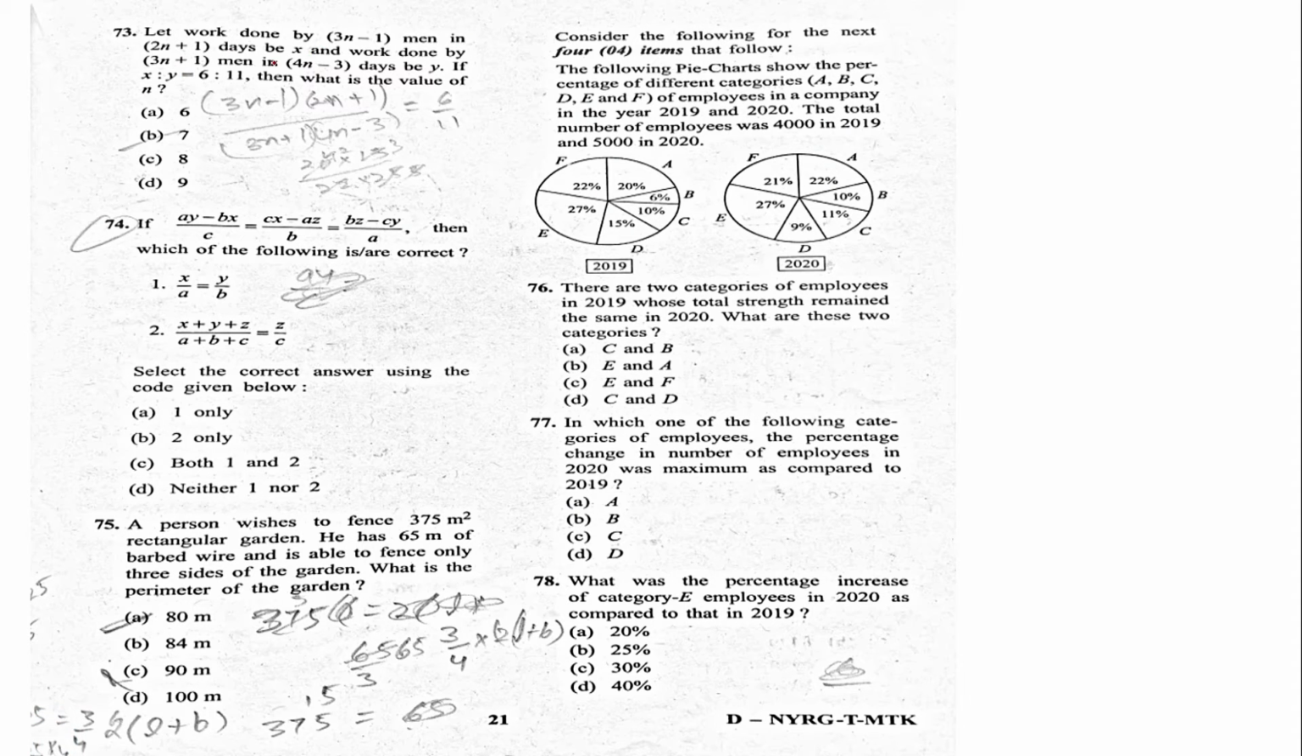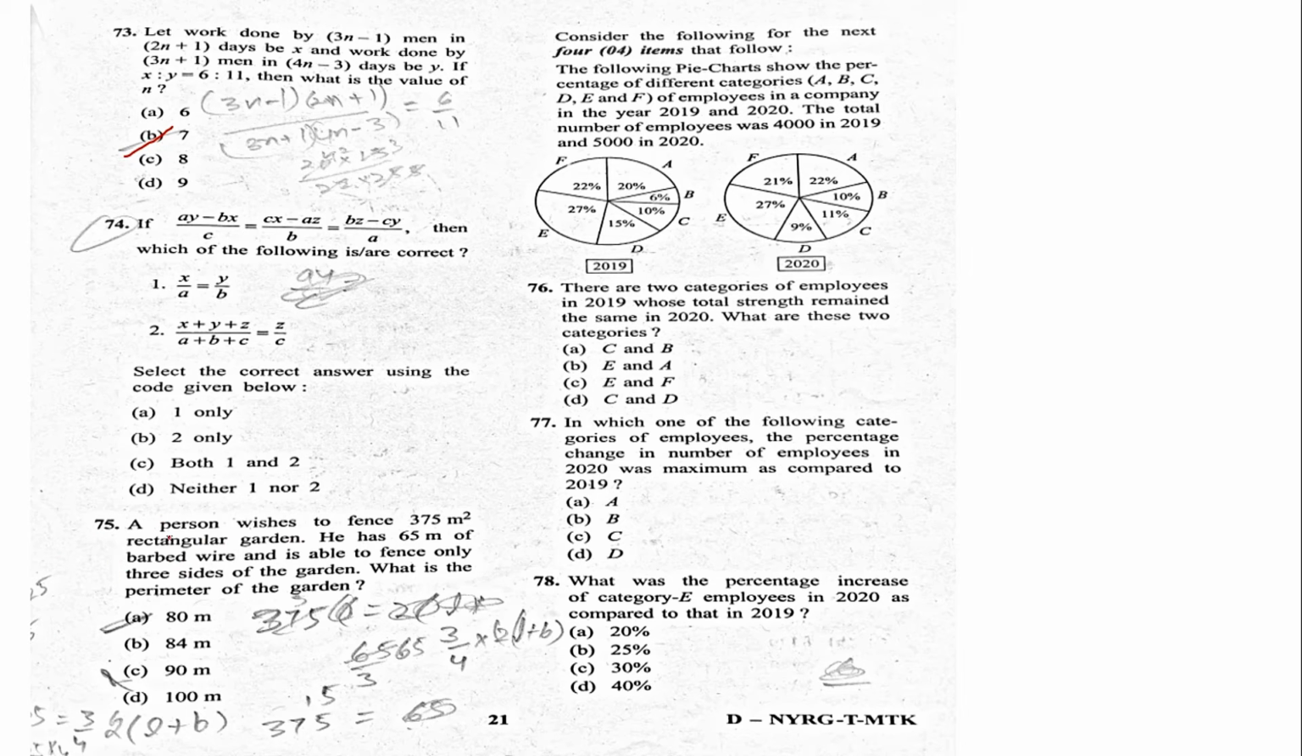So now 73rd question, see, the ratio of the work is given. So directly we will be multiplying (3 minus 1) into (2 plus 1) by (3 plus 1) into (4 minus 3) equal to 6 by 11. So putting 7 directly here, we will see that it satisfies the equation. So our correct option will be 7. For the 74th question, I have left it, so I leave it.